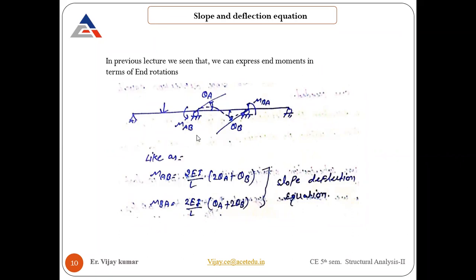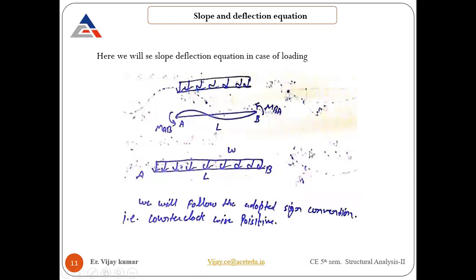So today I'm going to put another scenario, where I'm taking some load and trying to put a relation in front of you. What is the relation coming out for the slope and deflection equation in case there is any load? Let's see that. The beam remains the same, but the segment I'm considering here is a load segment.